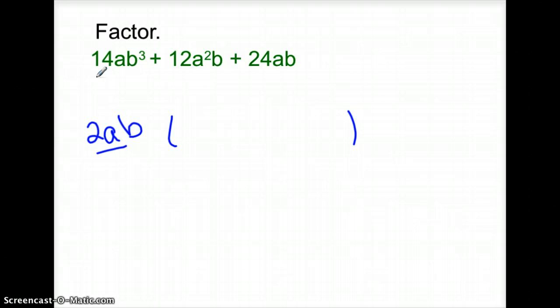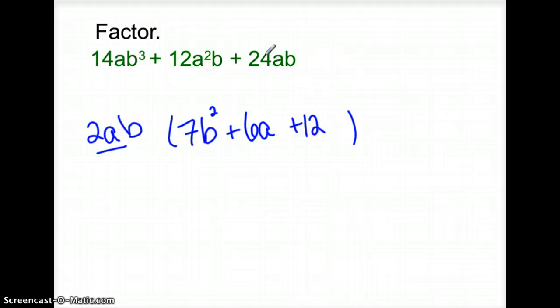Now, what's left inside? Divide. 14 divided by 2 would be a 7. The first guy, I took his a away, and I took away 1 of his b's, so he'd have b squared left. Plus, 12 divided by 2 would leave me with a 6. 2 a's, but I took 1 away, so he only has 1 now. And I took away his only b, so he doesn't have any more b's. 24 divided by 2, 12. Oh, I took his a and his b away. No good. So this is my answer here in the blue, factored.